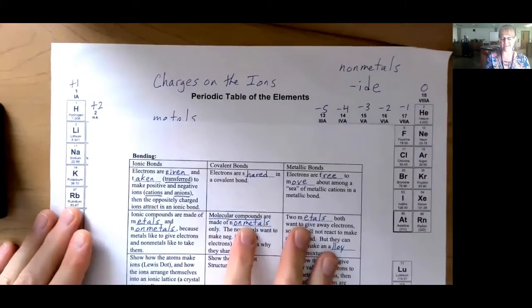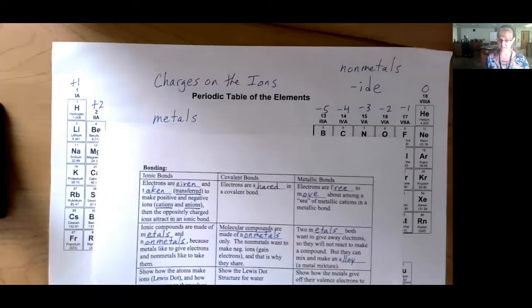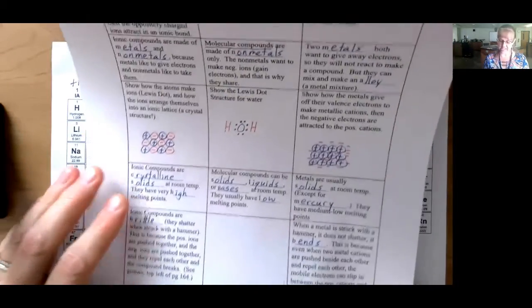So it's like, wait a minute, I thought they wanted to give them away, and now you're saying they're attracting. Well, they're like a 2-year-old. I don't want my toy. I want my toy, give it back. That's kind of how they are with the electrons. I don't want these electrons. Wait, now I'm positive and they're negative, give them back. So the electrons are free to move about, and that's why metals conduct electricity and conduct heat.